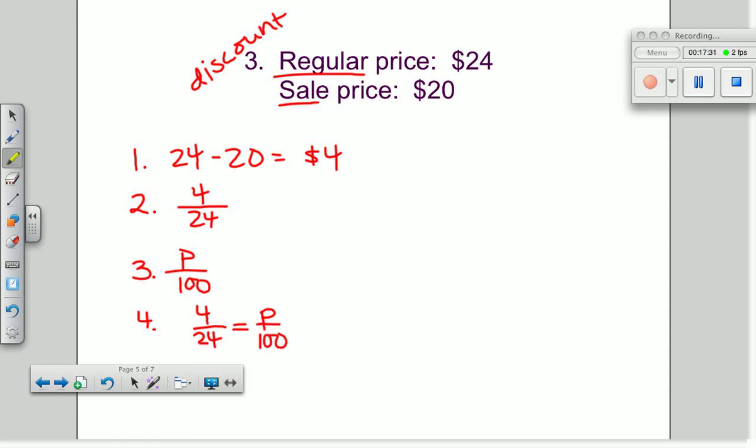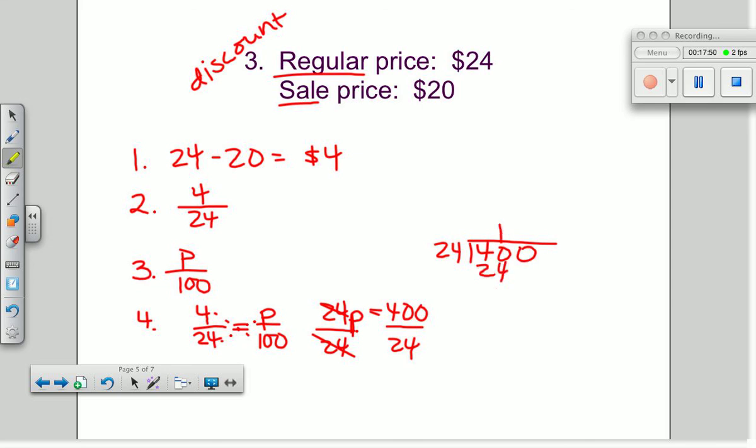So 24 times P is 24P. And 4 times 100 is 400. Divide both sides by 24. 24 goes into 400. 24 goes into 160. Let's see. 6 times would be 120 and 24 is 144. That's right.